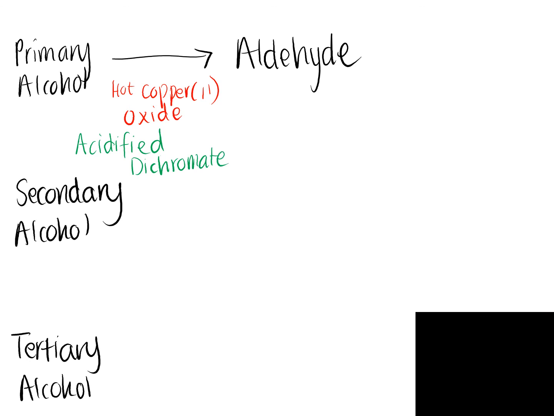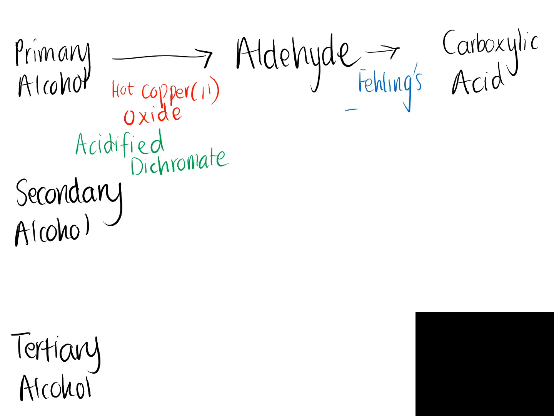Okay, following on from my aldehyde then, I'm going to get a carboxylic acid. And how can I tell the difference, or how do I oxidize that? I'm going to use either Fehling's solution, you can use Tollens reagent, or you can use, again, acidified dichromate.